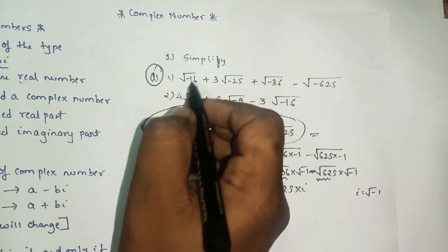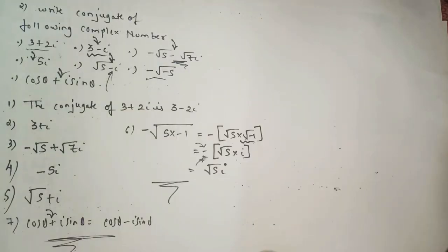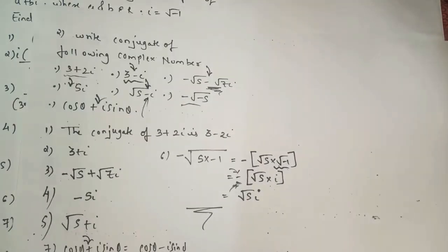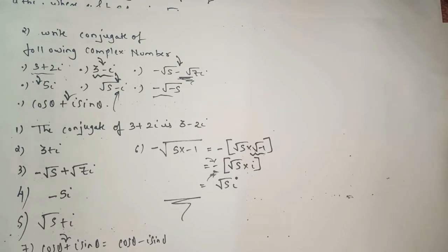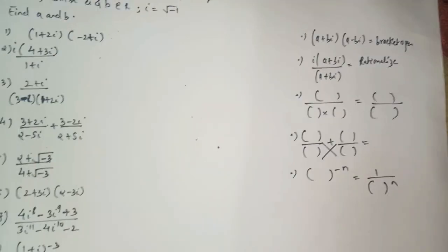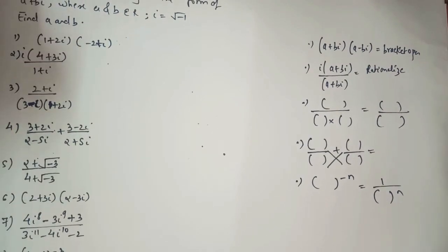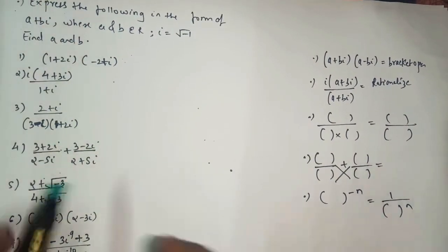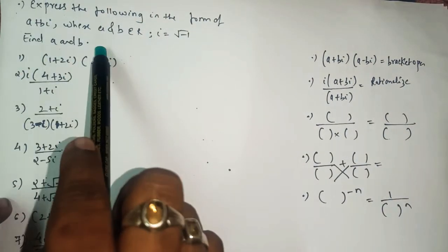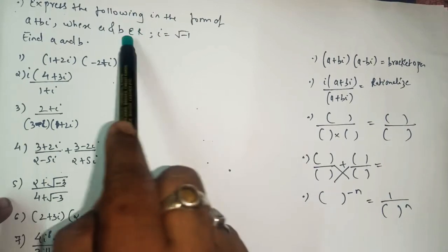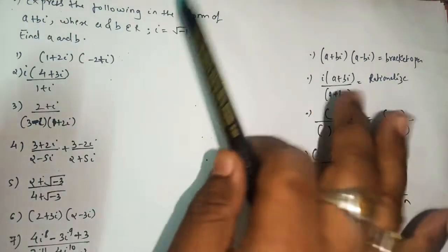Okay, it contains root minus. I hope you understood question number 1 as well as question number 2, the conjugate of the following complex number. So let's move on to a few more sums based on the complex number. Here it says that you have to express the following in the form of a plus bi, where a and b belong to R, that means real numbers, and I is equal to root minus 1, and then you have to find the values of a and b.